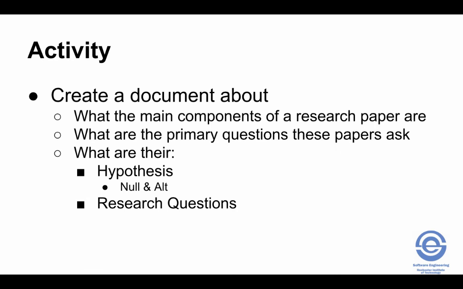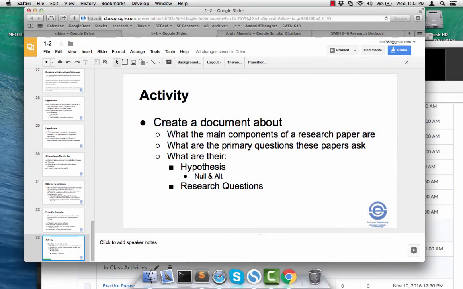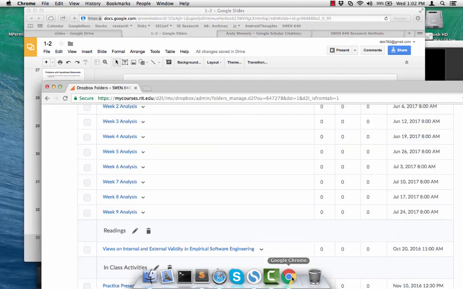But really, just think of this as a general overview of some of the main components of a research paper. Like I said, I'm really looking for only about 3 to 5 paragraphs in this. So if this assignment takes you more than half an hour to an hour, you're doing too much. And when you're done with this, you can submit this into the My Courses Dropbox.